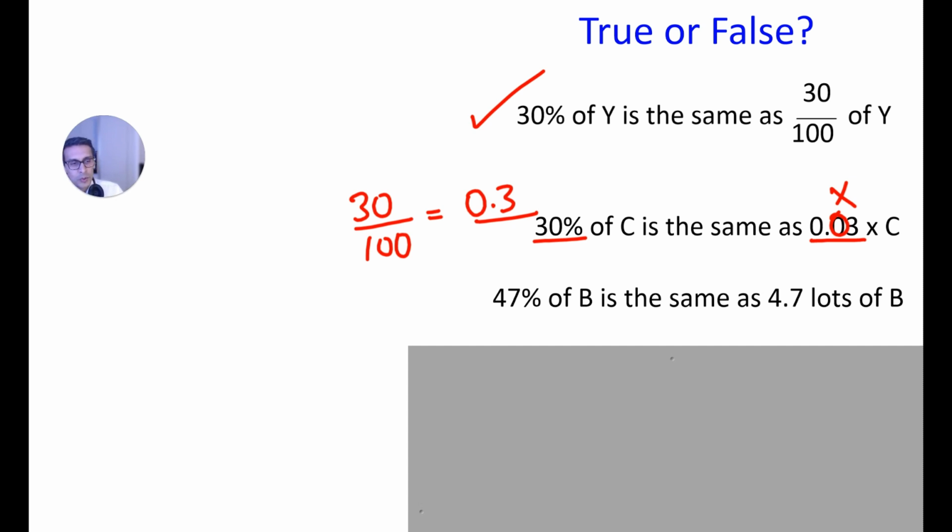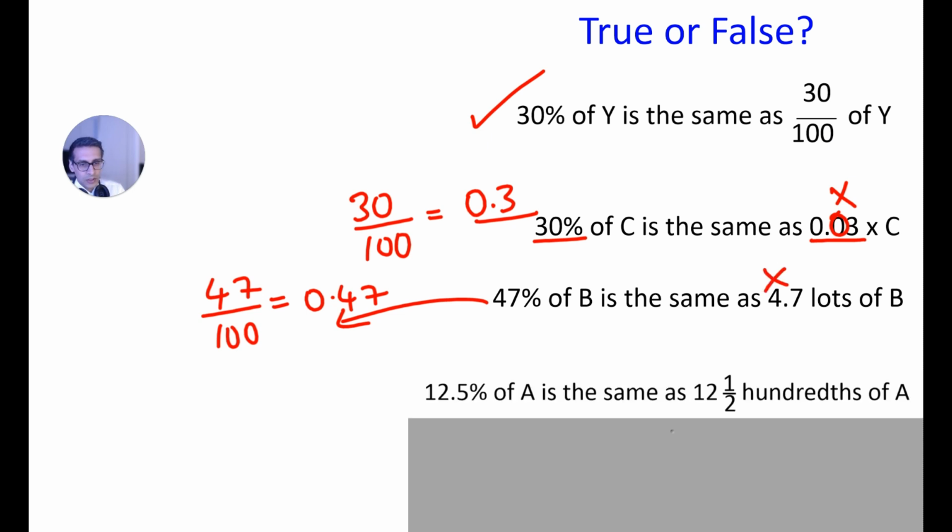True or false? 47% of B is the same as 4.7 lots of B. Pause the video, decide, and then we can have a look. So hopefully you've had a go with this. 47% of B. Now 47% is 47 lots of 1%, so 47 over 100. And we can see that is going to be 0.47, not 4.7. So we need to be careful with that. It's not 4.7, so this is false.